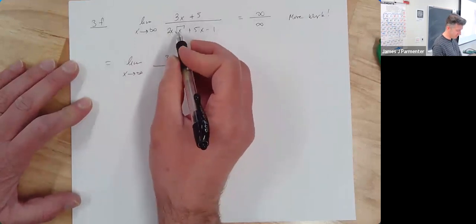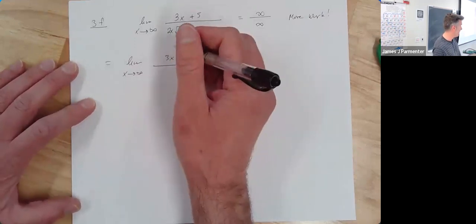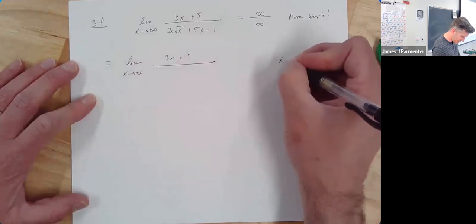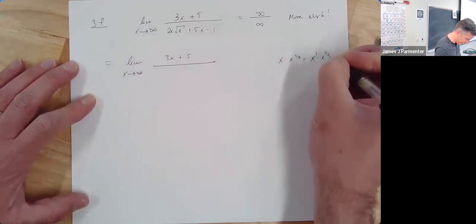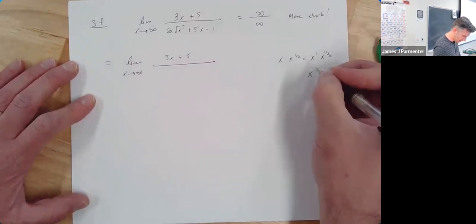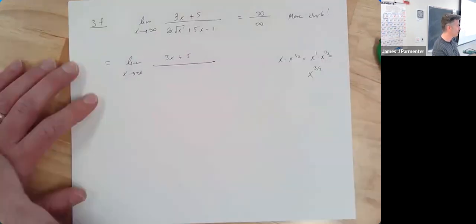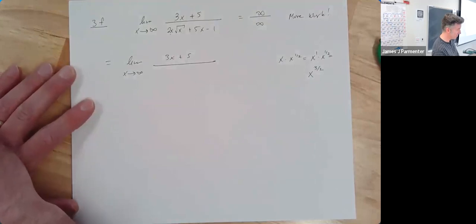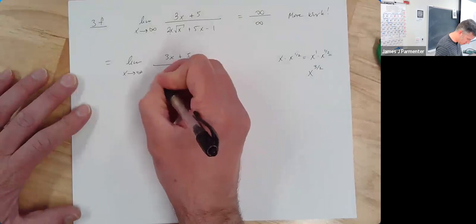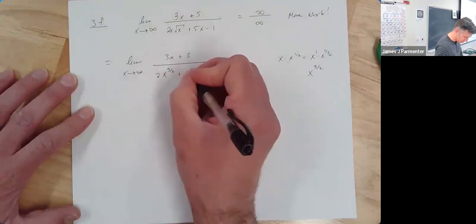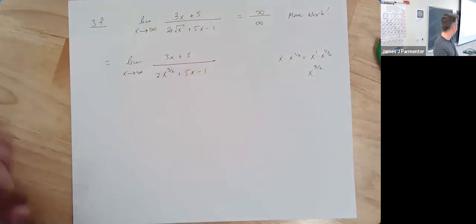x times the square root of x is x times x to the 1/2. And x times x to the 1/2 is x to the 1 times x to the 1/2. And we add those powers, and 1 plus 1/2 is 3/2. That's your biggest power in the denominator. You've got 2 times x to the 3/2 plus 5x minus 1.